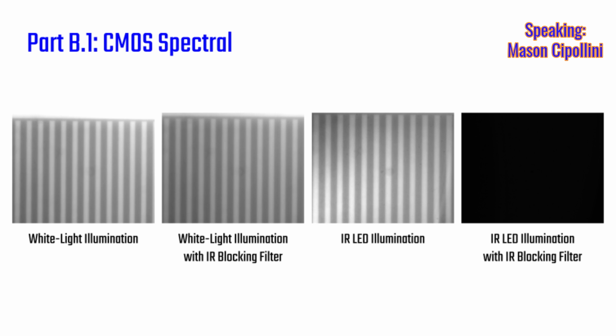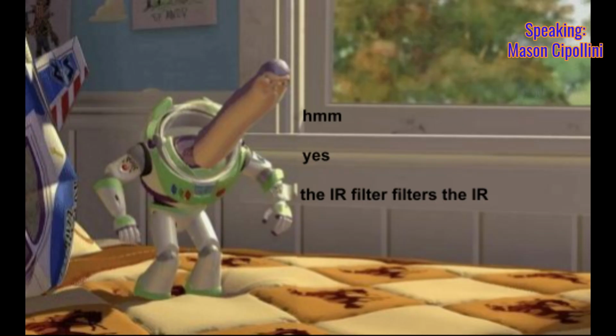We captured images of the lines with and without the IR filter and saw no change. This was repeated with the IR LED in place of the lamp, which displayed a black image with the IR filter since the IR filter filtered the IR light.